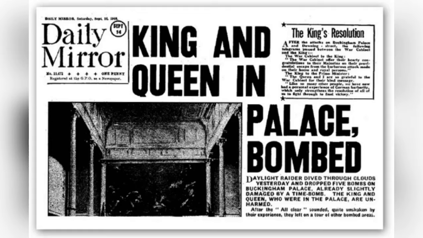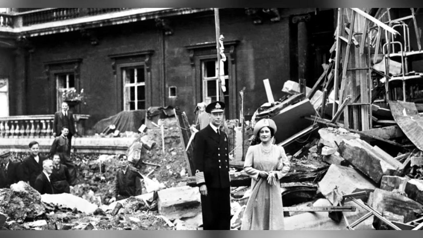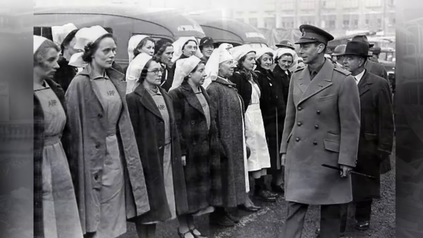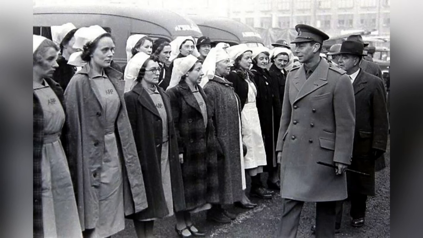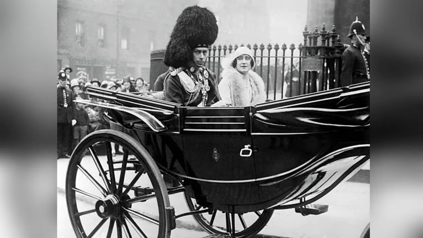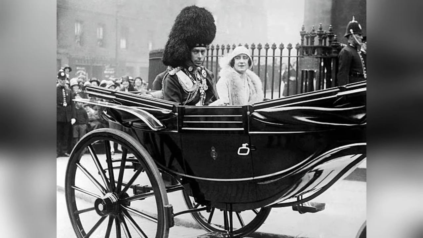Their decision to stay in London during the bombings, and to live on the same rations as the general British populace, significantly bolstered their public image. This act of resilience and solidarity with the people was a powerful symbol of defiance and unity against the enemy, enhancing national morale during a critical time in the war.